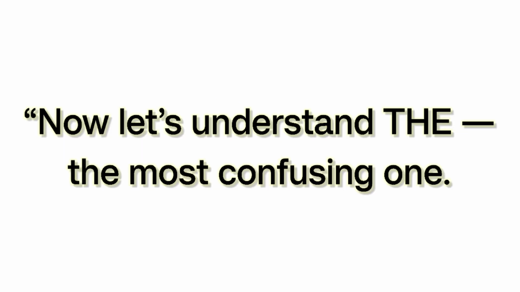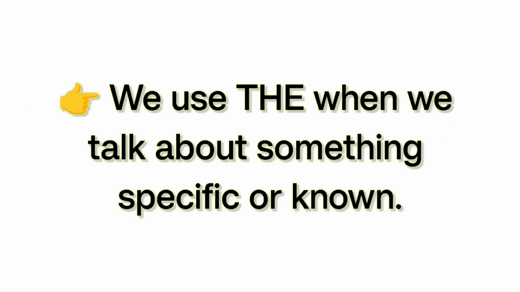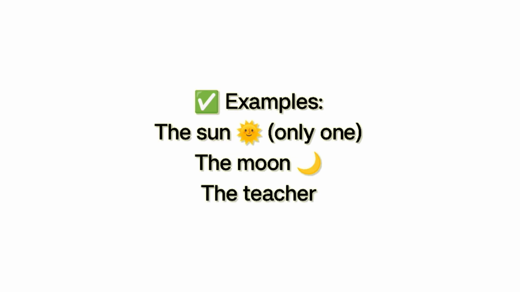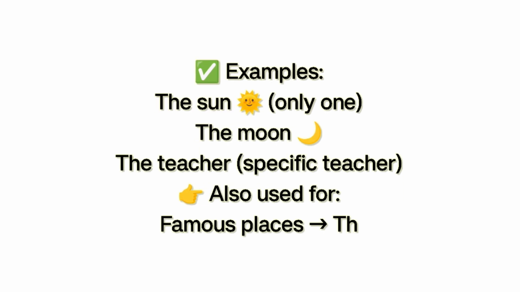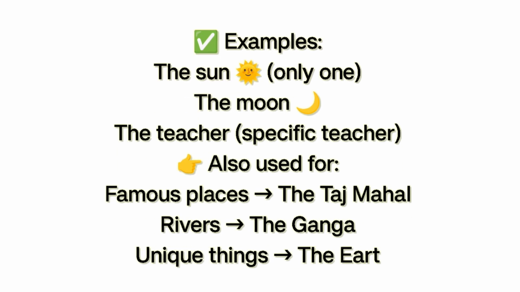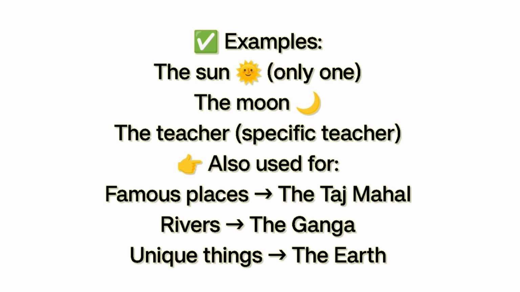Part 3: use of "the". Now let's understand the most confusing one. We use "the" when we talk about something specific or known. Examples: the sun, only one; the moon; the teacher, a specific teacher. Also used for famous places, the Taj Mahal; rivers, the Ganga; unique things, the Earth.